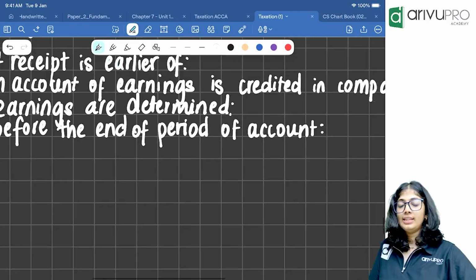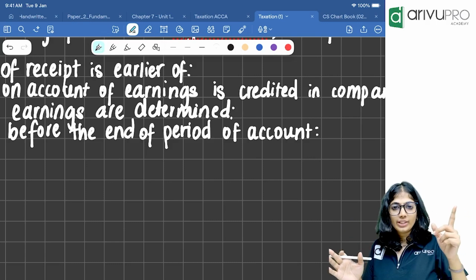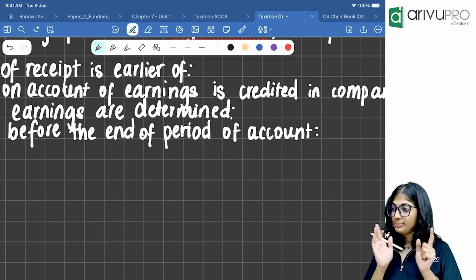Period of account is what? The timing from the start of the company year, the start of the accounting year, to the end of the accounting year. That is period of account.